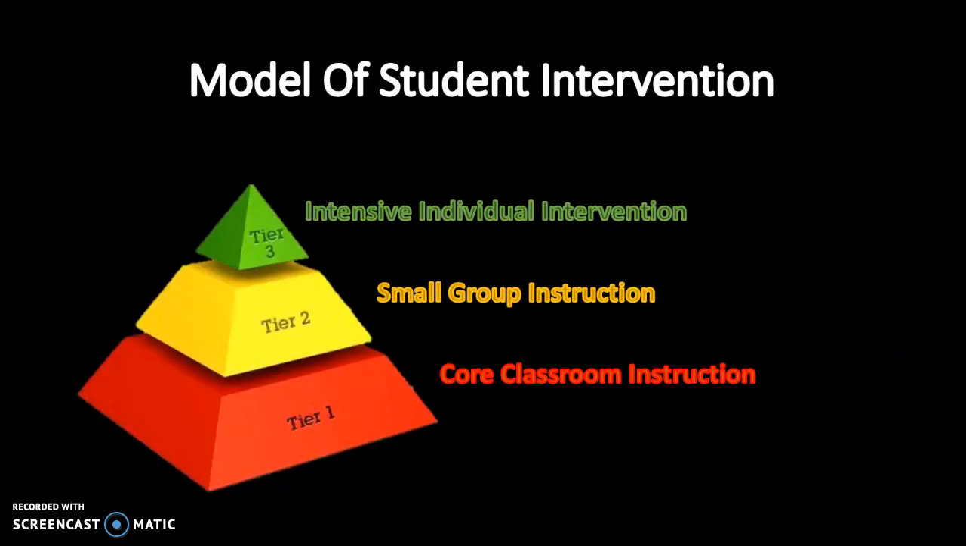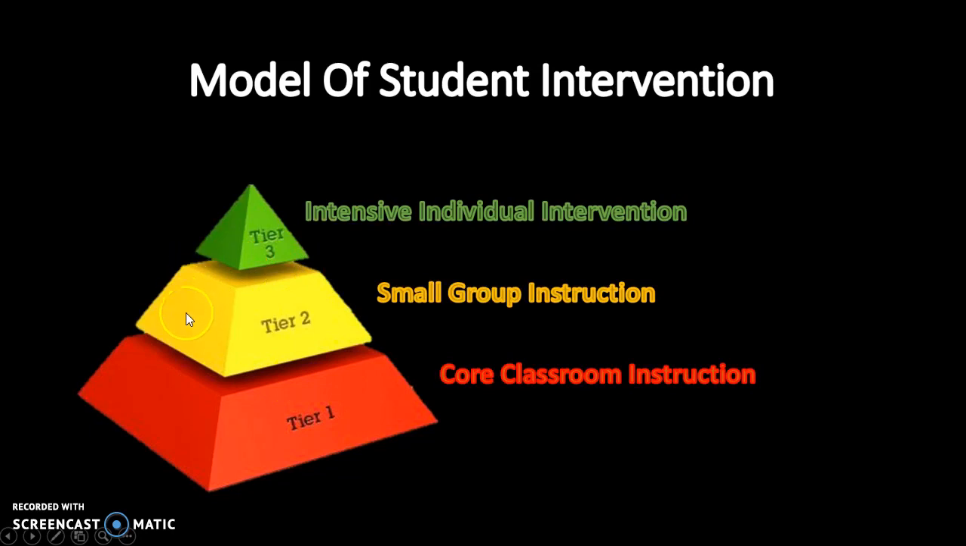The next slide is the model of student intervention. This is a pyramid, and it is in 3 tiers. The first tier, which is the red tier, is the majority of the class. This is about 80% of the students normally, and this is just the regular classroom. It doesn't mean students are pulled out or anything. These are students that are able to participate in the regular classroom and not have to do small groups.